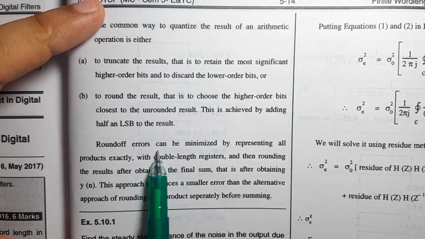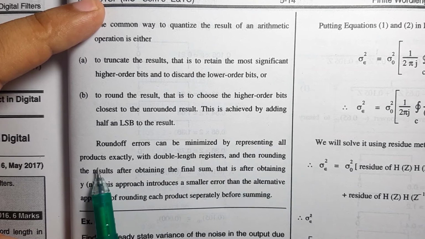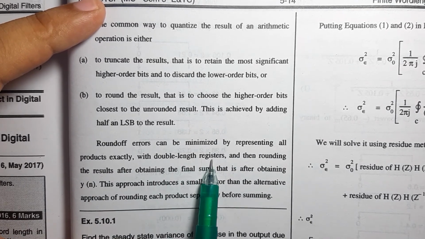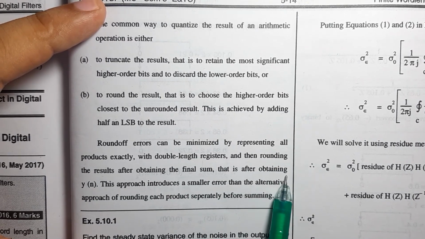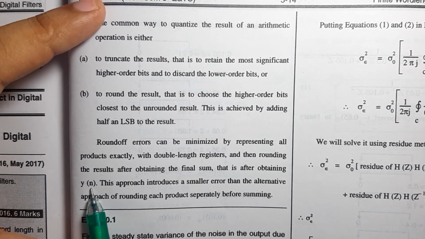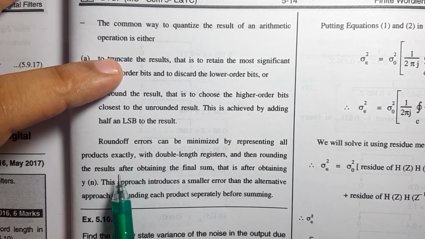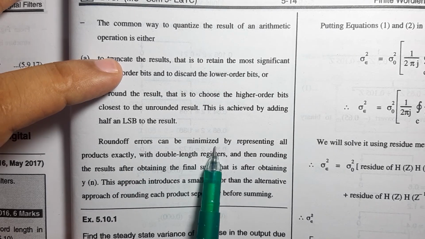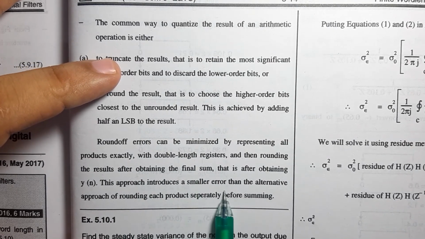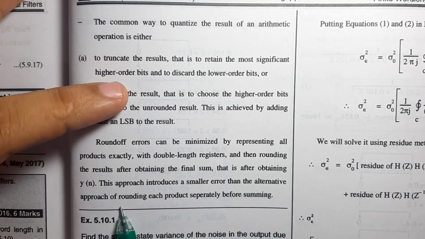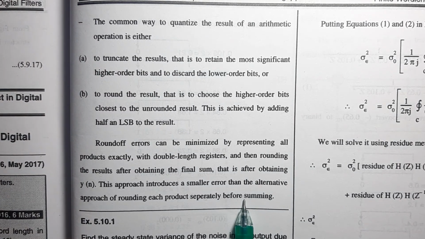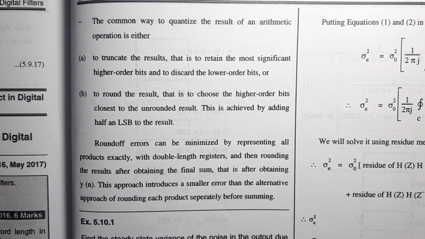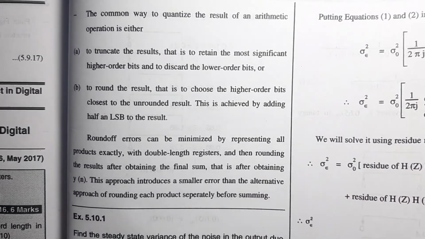Now round off errors can be minimized by representing all the products exactly with double length registers and then rounding the results after obtaining the final sum, that is after obtaining y of n. So once we receive y of n, then and only then we will be able to say that the round off errors have been minimized. Now this approach introduces a smaller error than the alternative approach of rounding each product separately before summing. So yes, this method does play an important part in reducing the round off error. So finite word length is one of the most important topics which has to be performed.